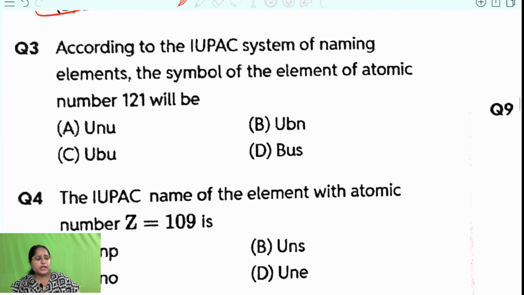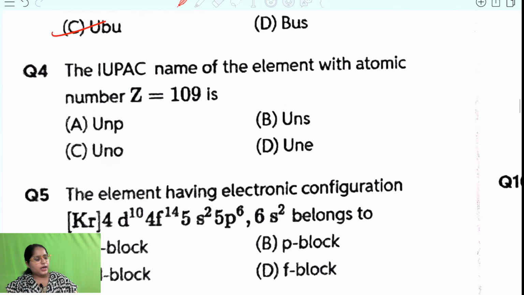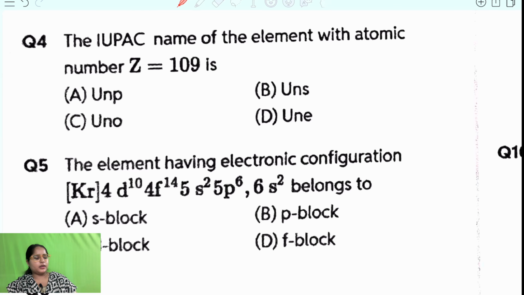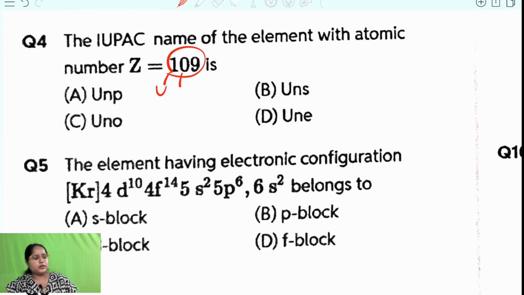Next, third: according to the IUPAC system of naming elements, what is the symbol of the element with atomic number 109? Un, nil, enn: Une, option D.